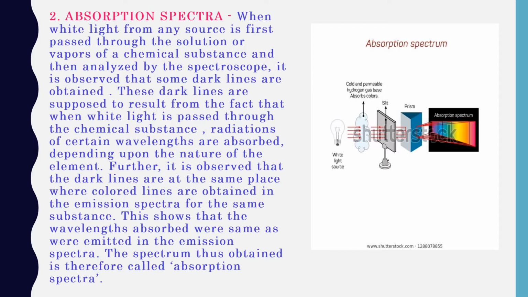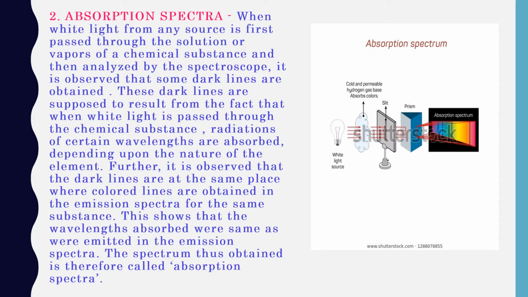So as you can see over here, when white light from any source is first passed through the solution or vapors of a chemical substance and then analyzed by the spectroscope, it is observed that some dark lines are obtained. These dark lines are supposed to result from the fact that when white light containing radiations of many wavelengths is passed through the chemical substance, radiations of certain wavelengths are absorbed, depending upon the nature of the element.